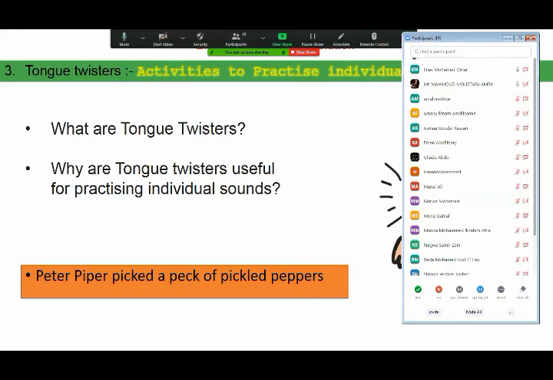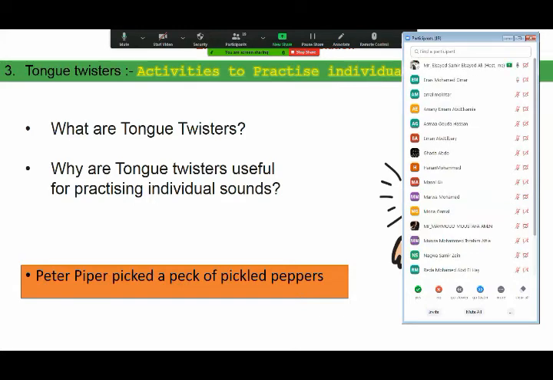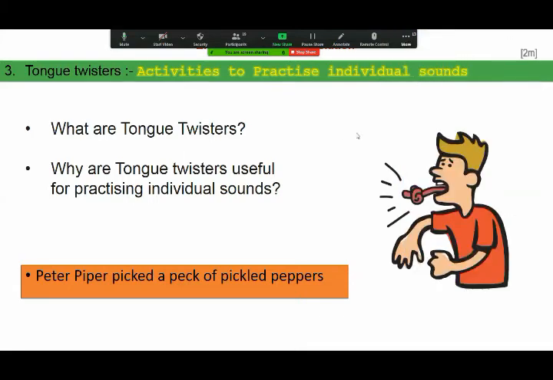Okay, so Peter Piper picked a peck of pickled peppers. I think it's so interesting for the students and it will help them to pronounce the sound p correctly. Okay, so Peter Piper picked a peck of pickled peppers.